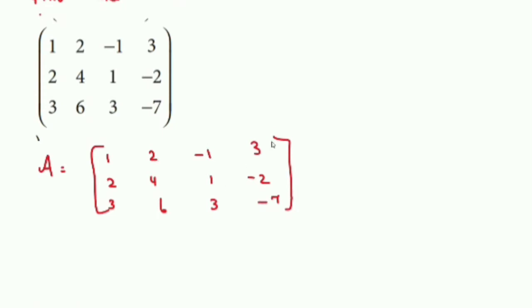Is this the echelon form? What do you mean by echelon form? See the first non-zero entry. This is the first non-zero entry, right? So below that you should have 0. You should have zeros here. But do you have zeros here? You have to make this a 0. See, this should be 0. In the place of 0 you have 2. In the place of 0 you have 3. So this is not in the echelon form. So we have to bring this into the echelon form.